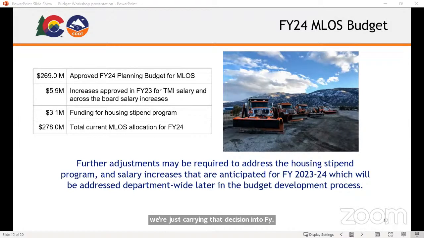So we've added $5.9 million. And then we finally have added $3.1 million to partially fund a new housing stipend program. The remaining portion of that cost will be covered by vacancy savings, and then we're going to continue to refine this estimate as we develop the budget, and if we need to make more adjustments, we will. And then finally, just noting, we will have further adjustments that we will need to make based on required salary increases, those decisions made at the statewide level. So we'll address that across the entire department when we have those decisions.